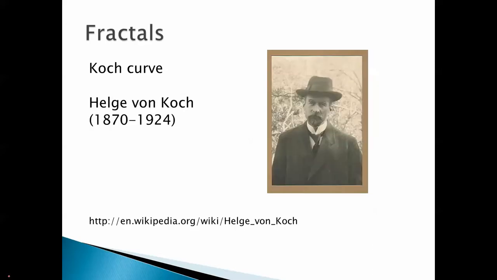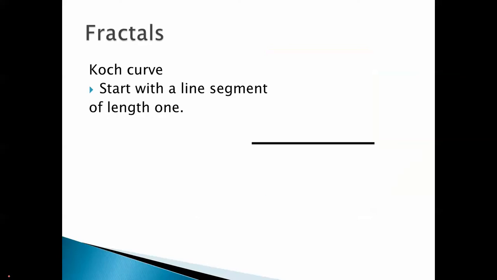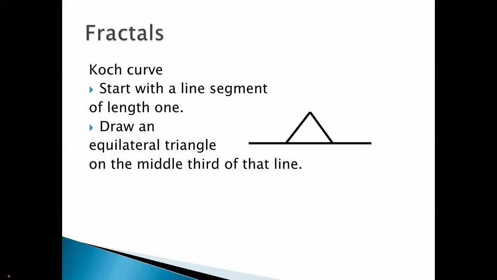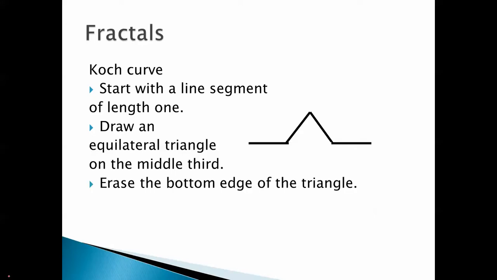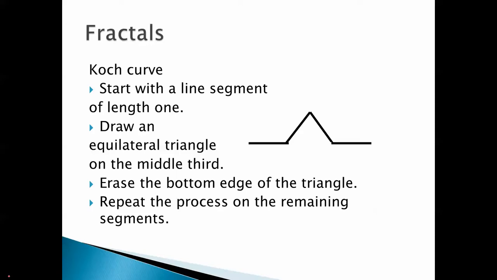First one is called a Koch curve, named after the Swedish mathematician Helge von Koch. Here's how we draw a Koch curve. Start with a segment of length 1 and draw an equilateral triangle on the middle third of that line. Equilateral triangle, again, has all sides the same length. So equilateral triangle on the middle third of that line segment. And erase the bottom edge of the triangle and repeat the process on these 4 remaining segments.